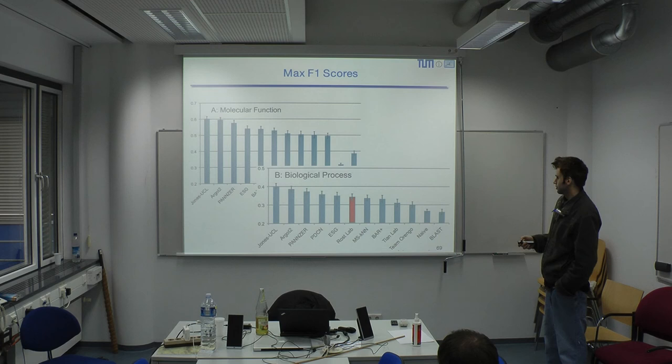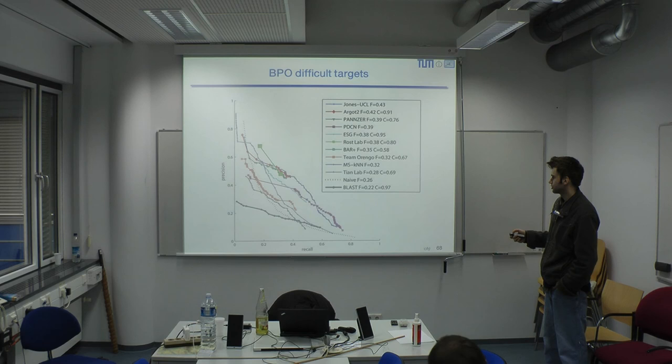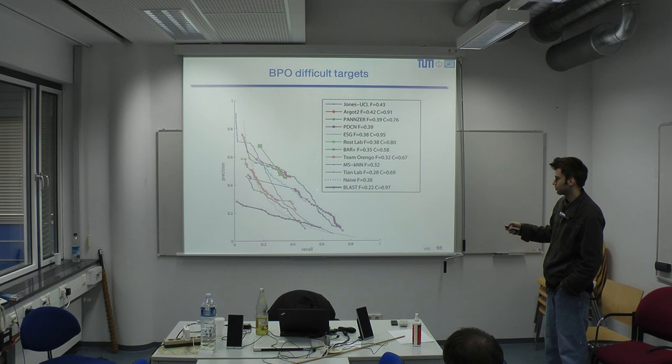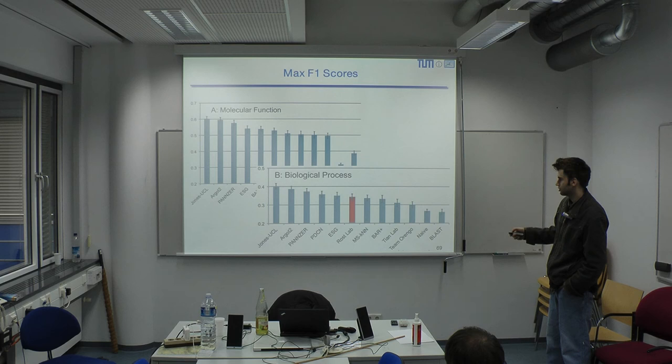As I explained, the maximum F1 score is a little bit biased towards the region around 0.5, so it is much easier to reach a high F1 score if you're good in high recall regions than it is in low recall regions, which is also why we drop a little bit here, but still it is quite a good result.